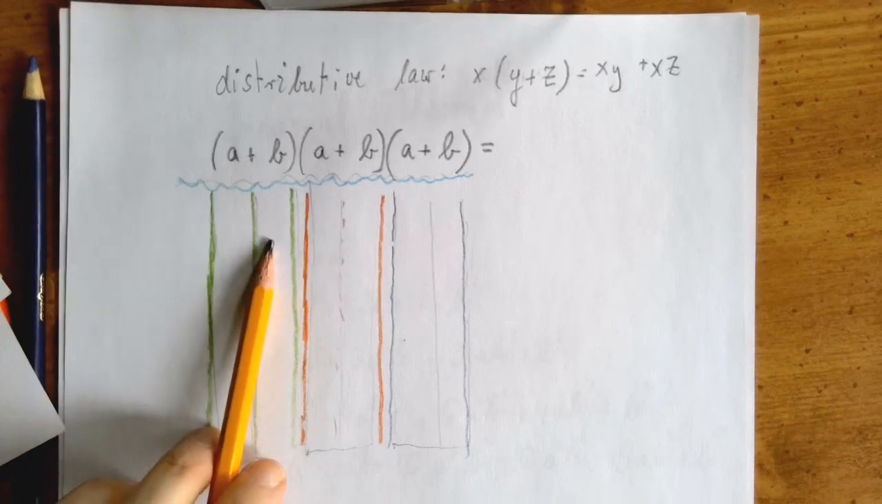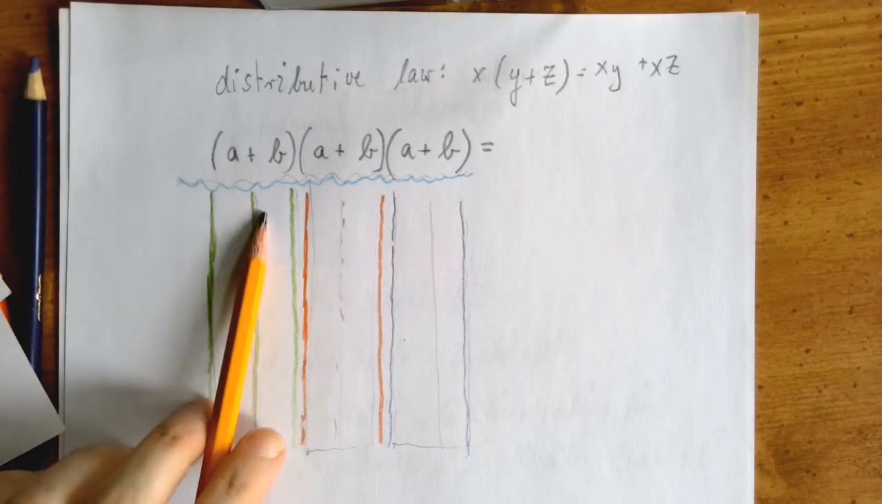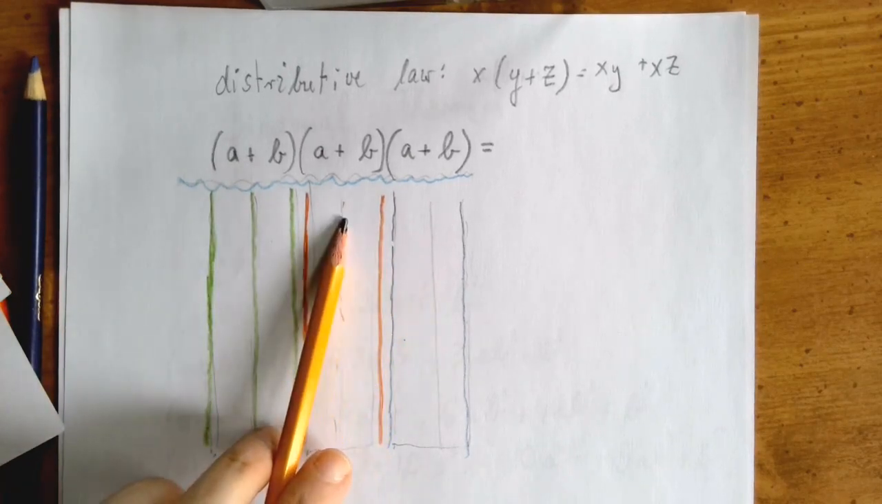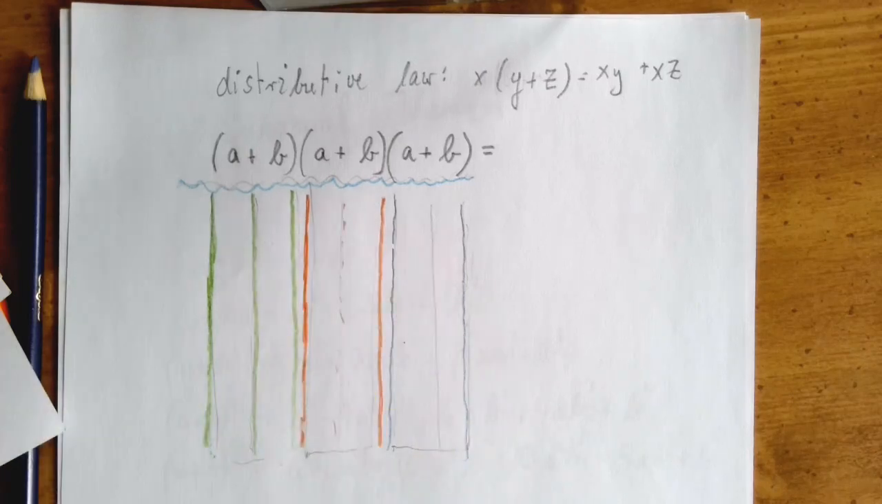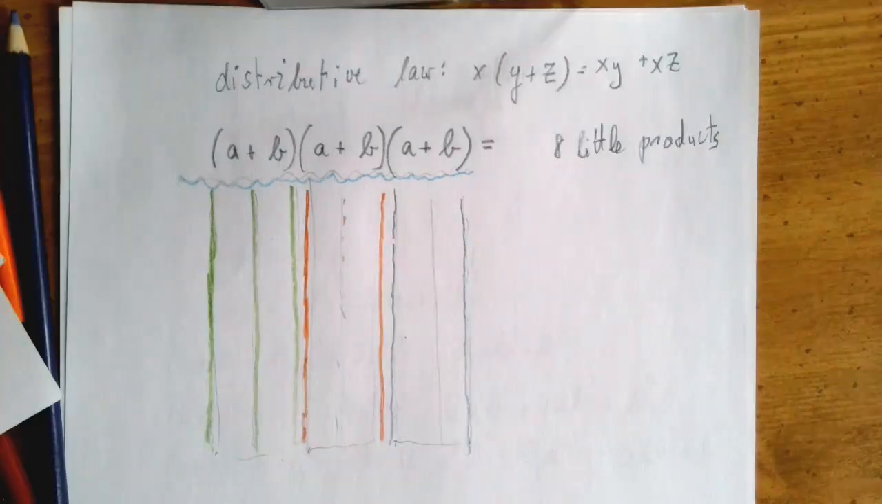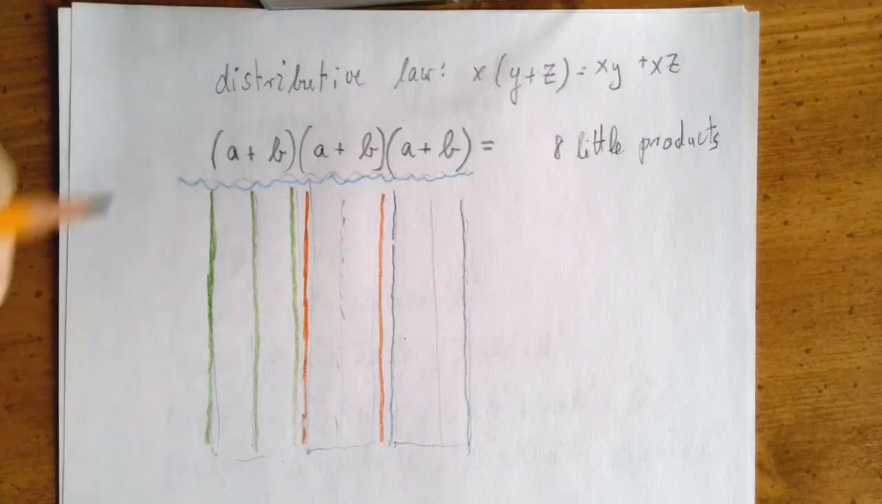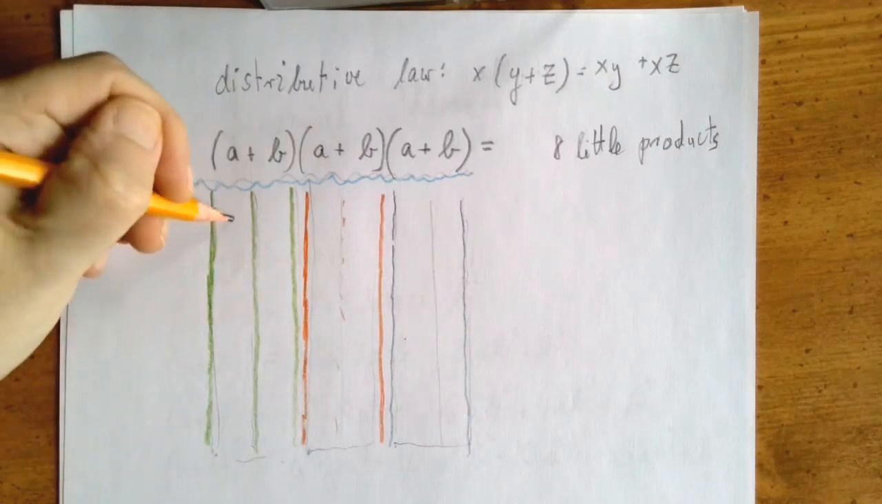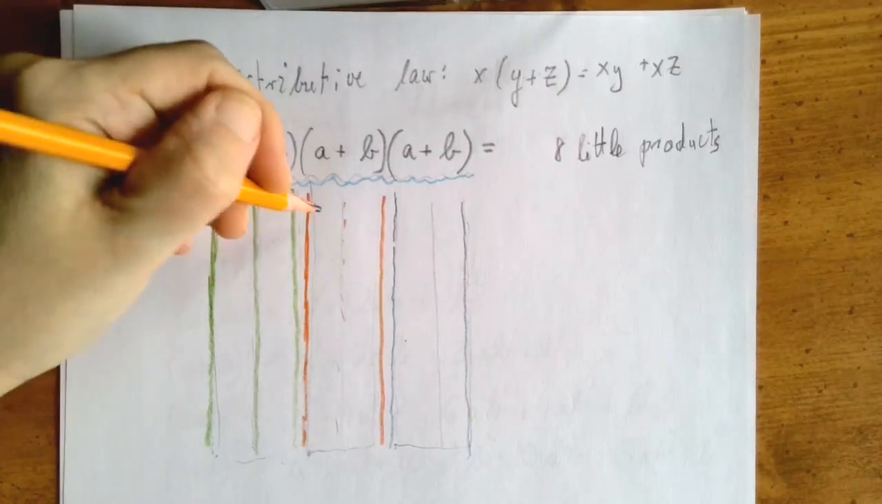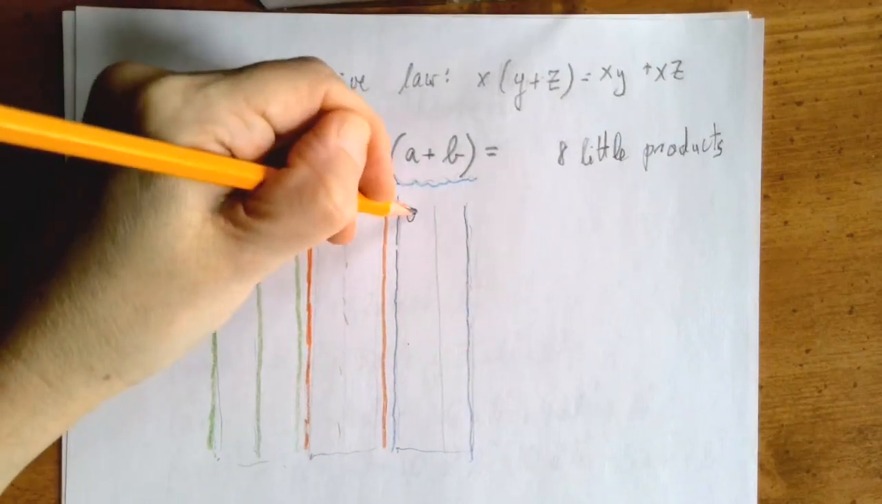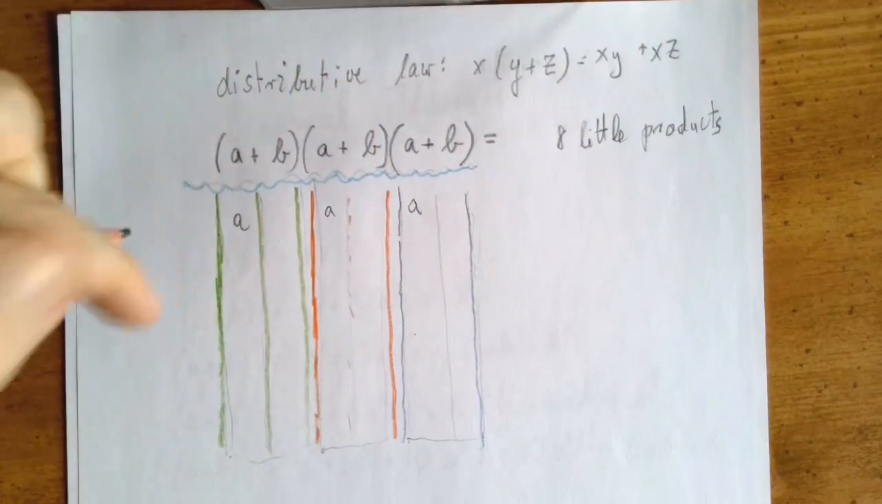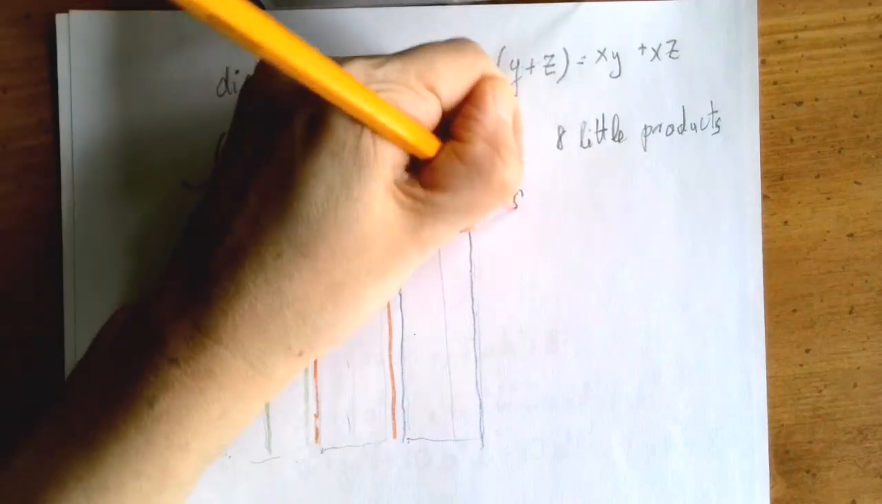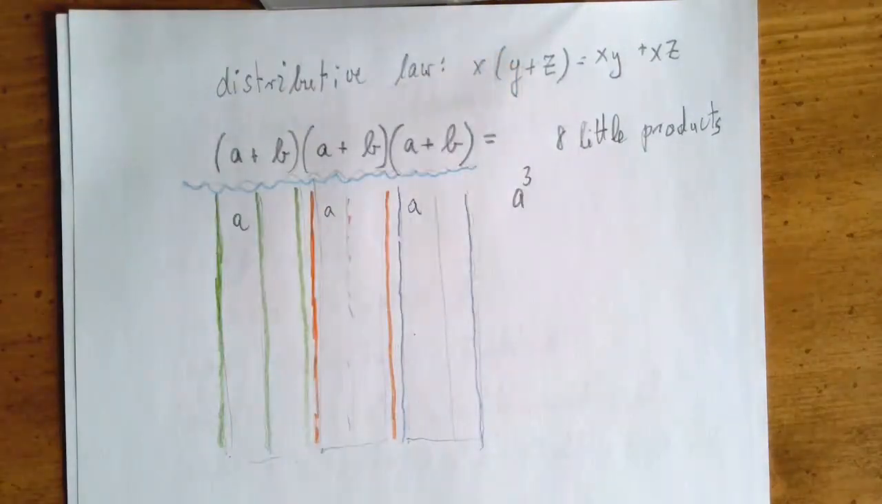If we go into the first parenthesis, we have 2 options. If we go into the second parenthesis, we have 2 options. Same here. So altogether, we have 2 times 2 times 2, 8 options, which means we should expect 8 little products. Let's just list them first. So suppose we pick a from the first one, a from the second one, and a from the third one. That will give us the little product a cubed, right?